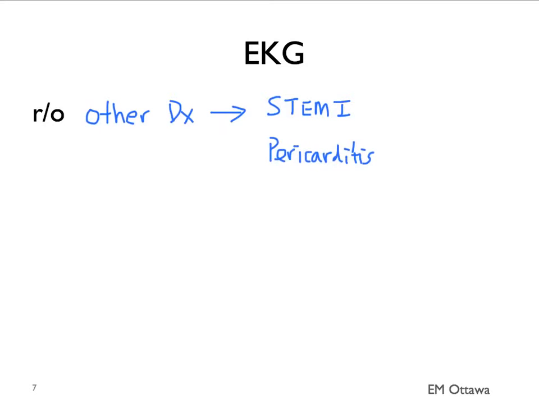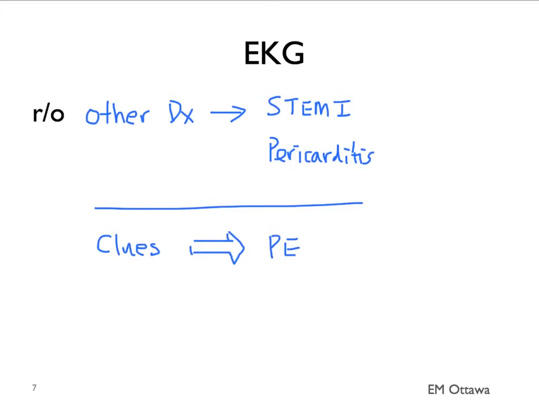Next, we'll talk about EKG. The EKG serves two purposes. One, to rule out other diseases. What other diagnoses can be helped by doing EKG? It includes ST elevation MI and pericarditis that can give patients shortness of breath and chest pain. There are also other clues on EKG that point to the patient having a PE.